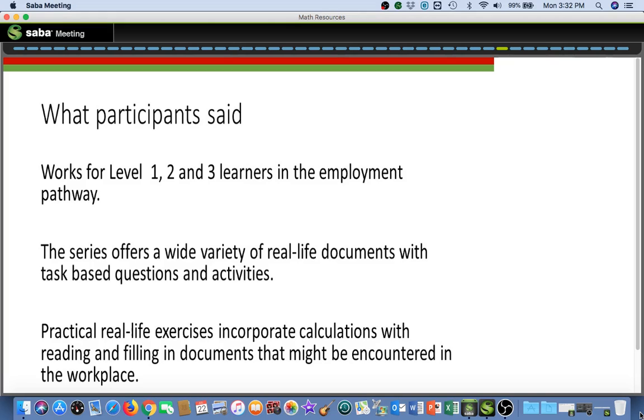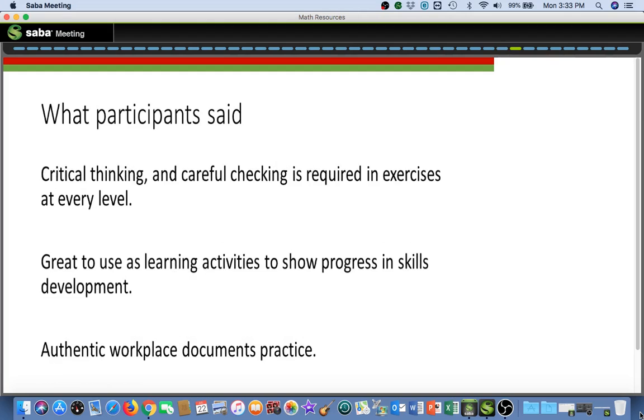Participants said great for levels 1, 2, and 3, and especially if they're on the employment pathway, real-life documents, task-based questions and activities. Real life, there's another term. When you start to see the same comment, you know that that's probably the primary strength of these resources. To incorporate calculations with reading, filling in documents, yes. Thank you.